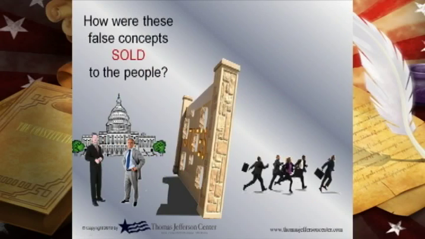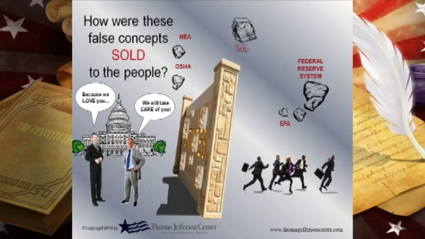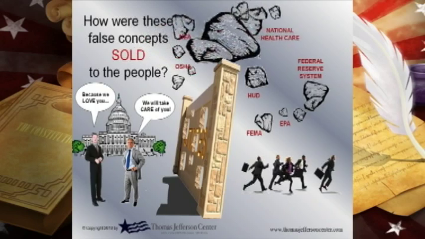Look at the wall leaning, the people running away. But notice the confidence of the Congress and the Senate. The congressman said, because we love you. And the senator said, we will take care of you. They first gave us OSHA. And it was the National Education Association. The Federal Reserve System would come in and take over all of our economy. We would spend money with the EPA within. We would have a HUD. We could go on and on with all of these kinds of things like FEMA. But now recently, the big one, the national health care.